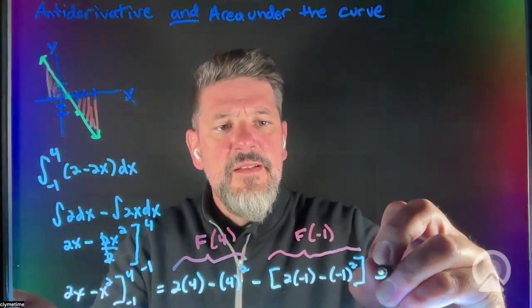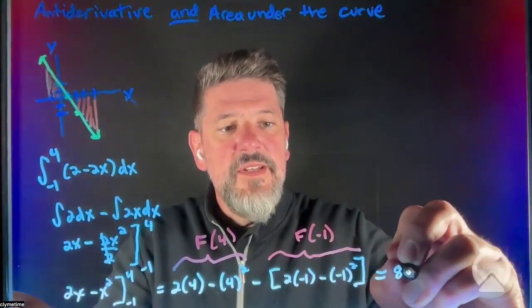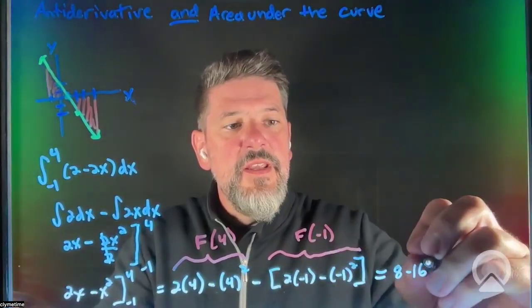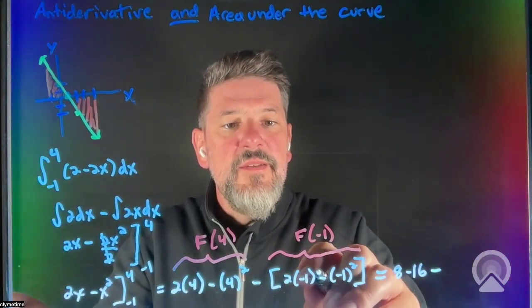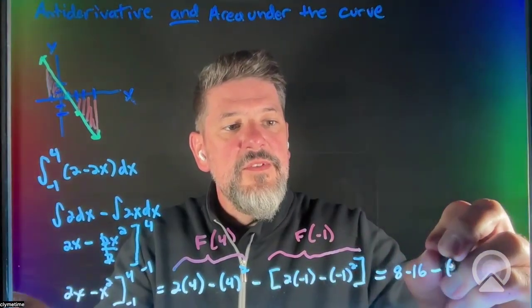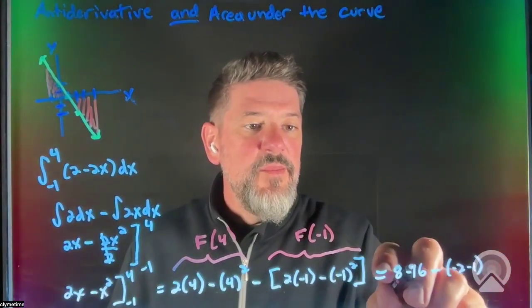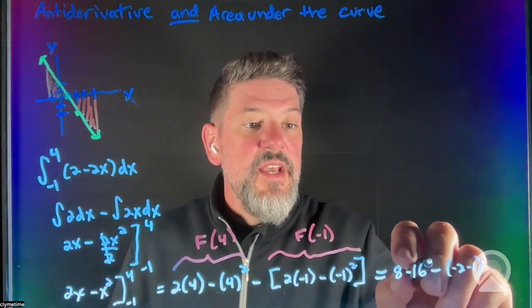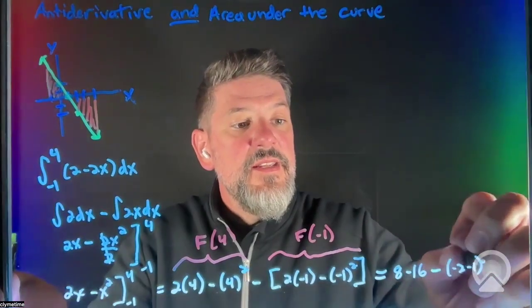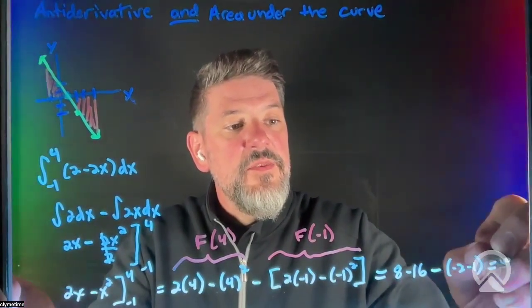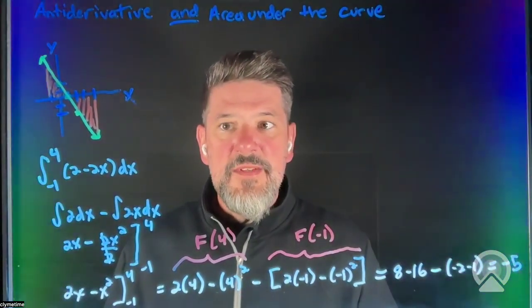So I end up getting 8 minus 16. I'll just write that in, 8 minus 16. And over here, I end up getting minus, that's -2, and then minus 1. So -2 minus 1. All right, so 8 minus 16 is -8, and then minus -3, which is +3. So I end up getting -8 plus 3, which is -5. Okay, and you can check my math on that. It comes out to be -5.